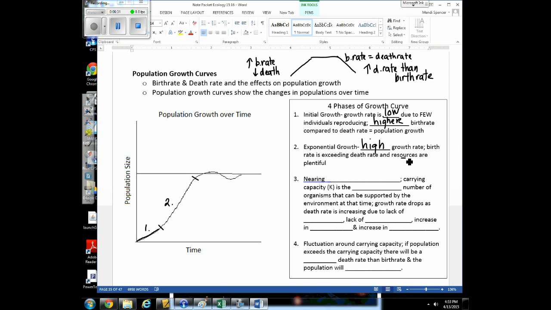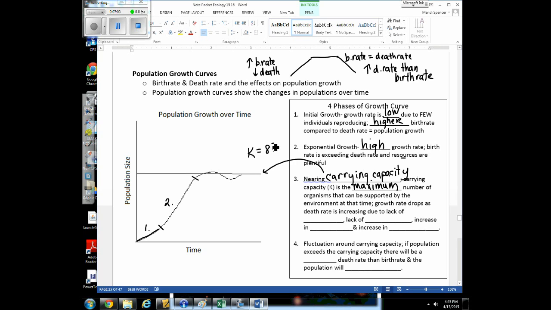When the population nears carrying capacity, and this line represents carrying capacity. Carrying capacity is usually abbreviated with a K. Carrying capacity refers to the maximum number of organisms that can be supported by the environment at that time. Just for this example, let's say the carrying capacity is 80 for this population.